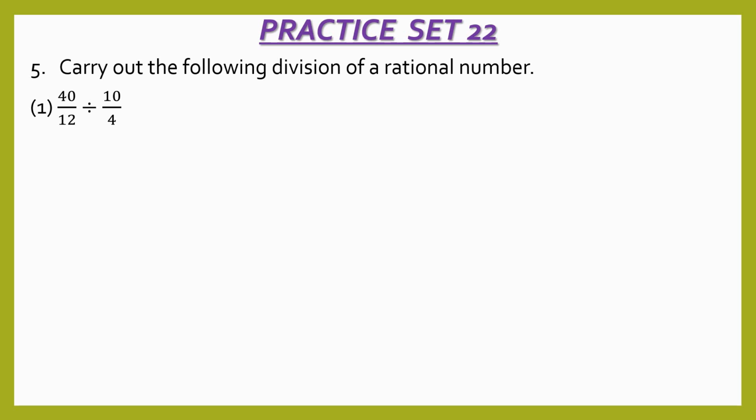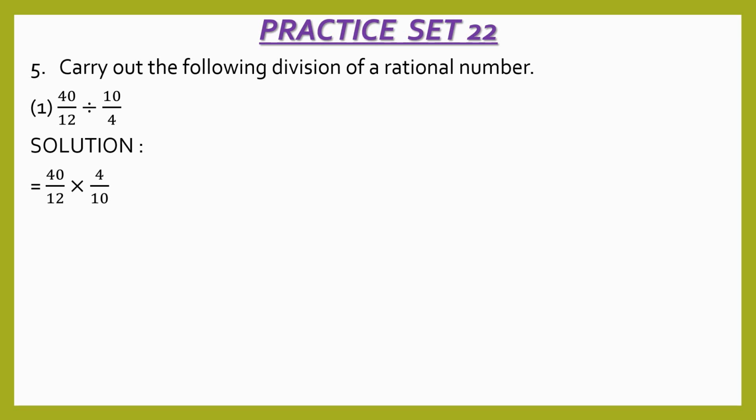First question is 40 upon 12 divided by 10 upon 4. Now in the division, we are going to replace the division sign with multiplication, and for the second rational number, 10 upon 4, we are going to use the multiplicative inverse. We are going to take the multiplicative inverse of the second rational number and then solve it the same way that we have solved the sums based on multiplication. So let us begin with the solution.